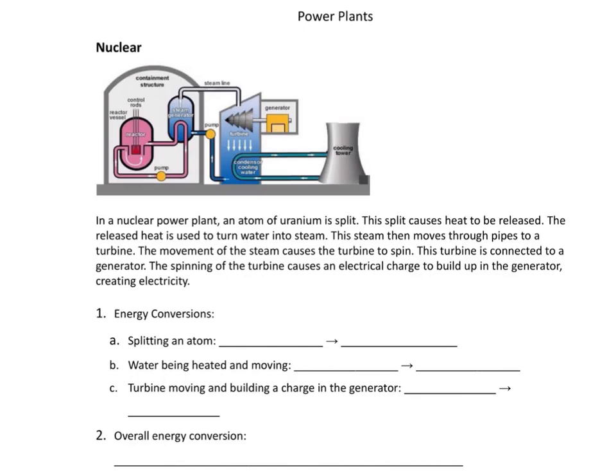Today we're going to talk about power plants and the energy conversions that take place within them. We're going to start off by talking about a nuclear power plant. There we have uranium atoms that are split. This would be considered a nuclear process. So the splitting atom, the starting energy that we have is nuclear energy.